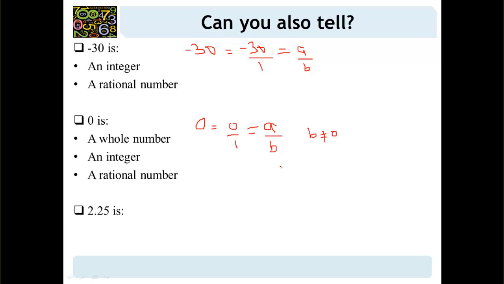Okay, let's come to decimals. What of 2.25? 2.25 is a decimal. What kind of decimal? It is a terminating decimal. It stops. Then it is also a rational number. Now, you might ask me, how is this a rational number? We shall explain this well in the next video. But if you look at 2.25, it is the same thing as 225 divided by 100.